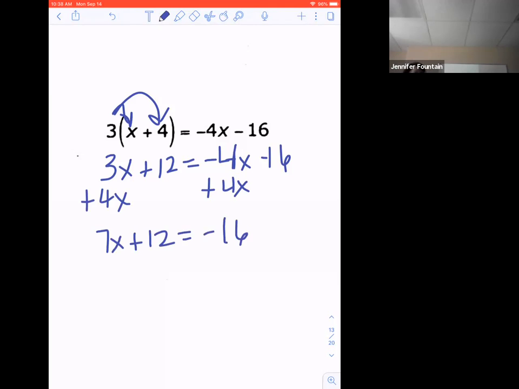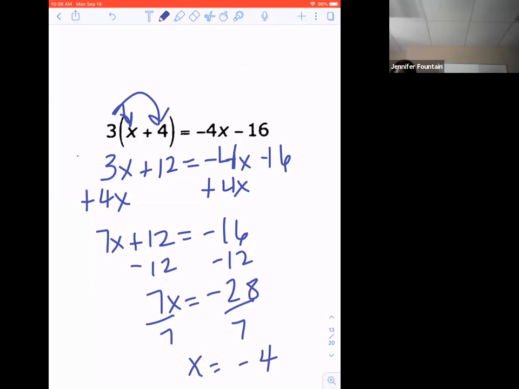What needs to move now? 12. It is positive, so how do I move it? Subtract. So I subtract 12 from each side. So 7x is equal to negative 28. Divide by 7, divide by 7. x is equal to negative 4.